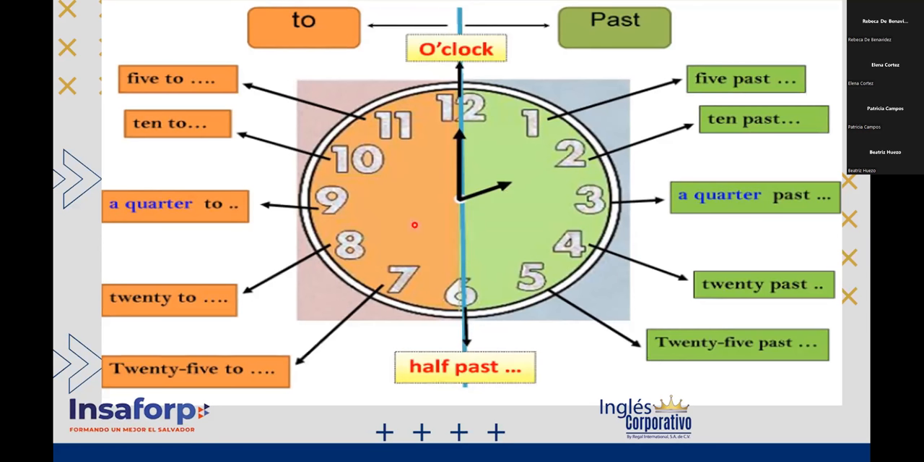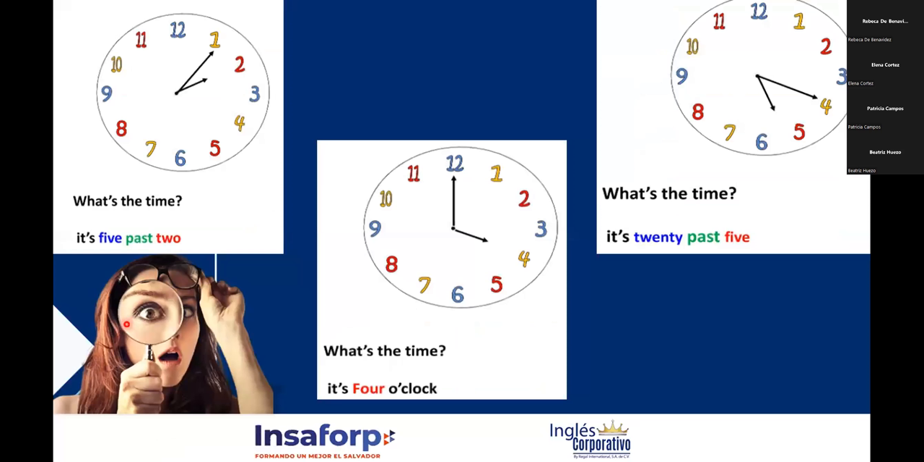So according to the information that we have here, do you guys have any question or is it clear at the moment? Is it clear? Well, I'm going to take that as a yes. So I'm going to move on. And here we have just some examples, like what time is it? It's 5 past 2. See, son cinco pasadas las dos. It's 5 past 2. And this one, estamos usando forma número uno or number two? Number two. Now in this one, what's the time? It's 4 o'clock. So in this one, we're using pretty much number one. Cuatro en punto. What's the time? It's 20 past 5. Son 20 pasadas las 5.